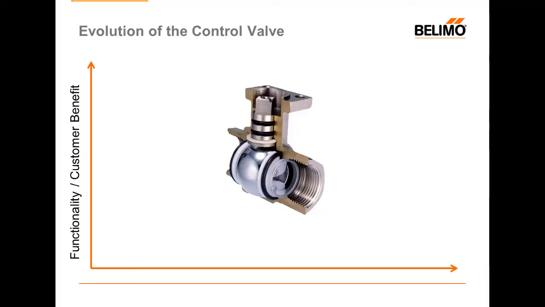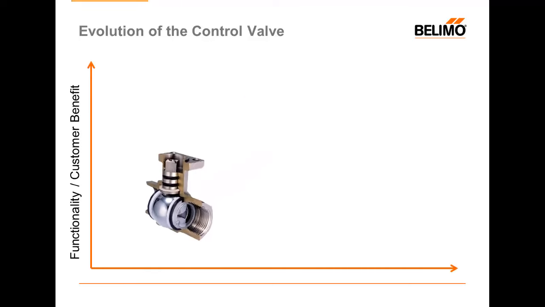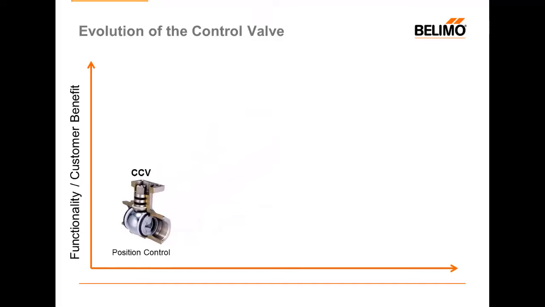This is what makes a valve pressure dependent. The pressure causes variations in the actual flow value traveling through the valve and thus through the coil. Position control valves were the standard for a very long time in commercial HVAC operation.